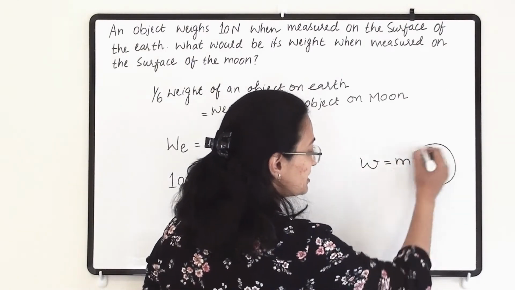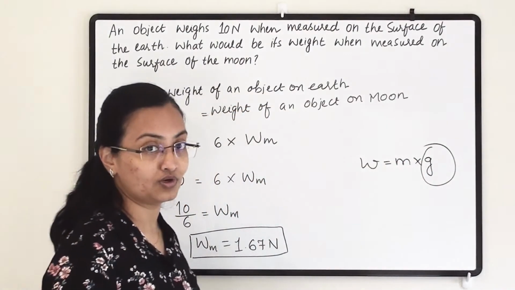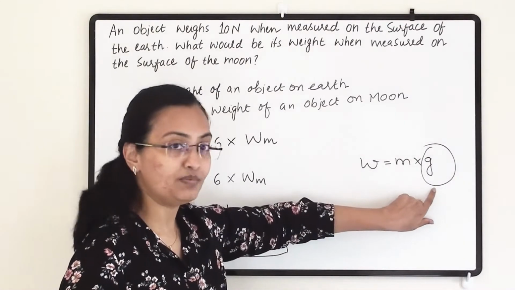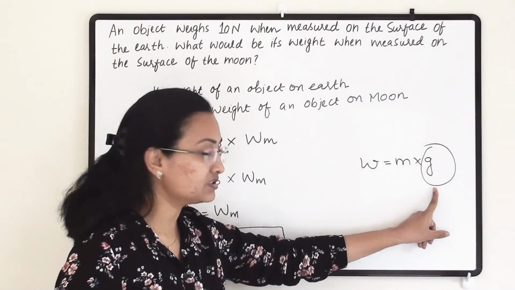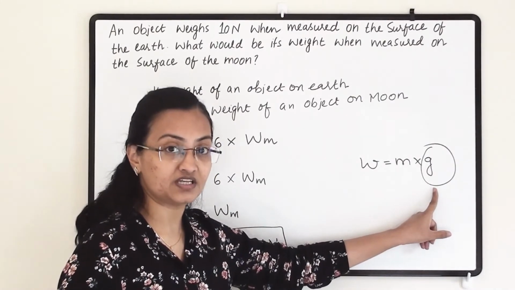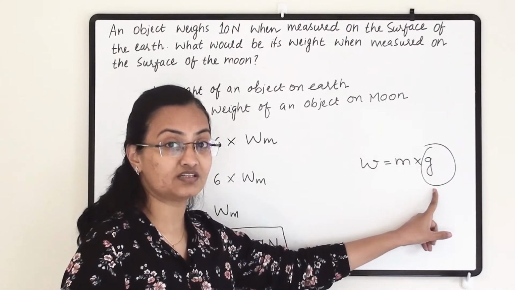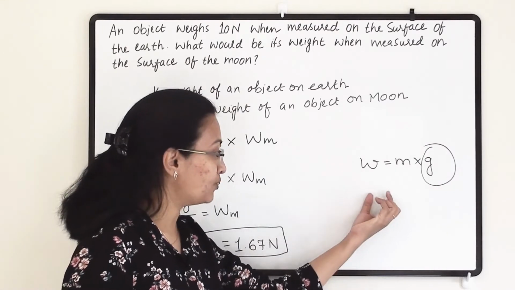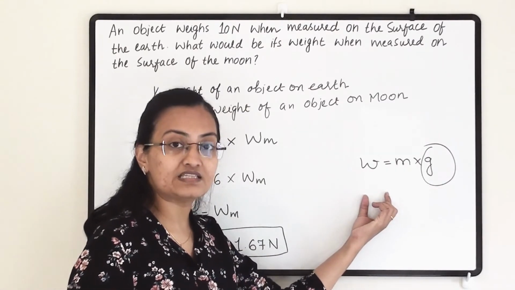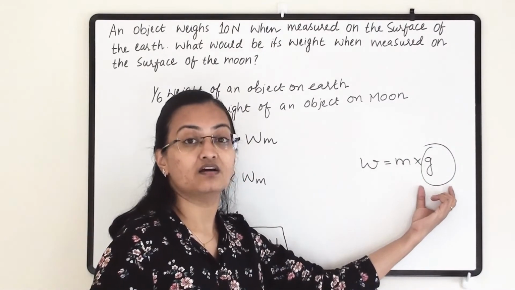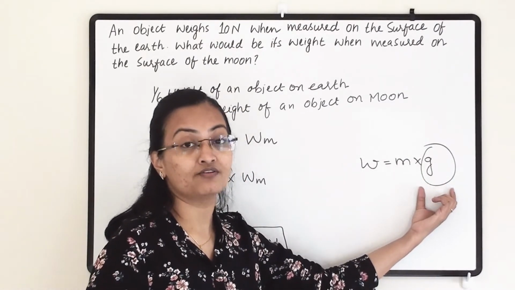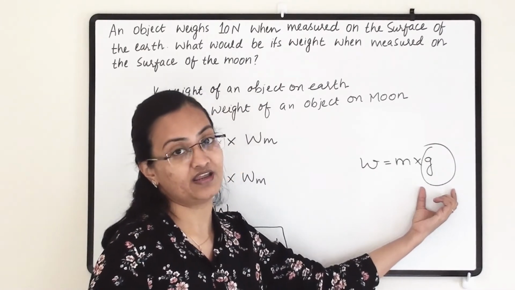So here this g plays an important role. As the g value gets higher, the weight of an object will be higher. Here on earth g's value is 9.8, but on the moon it is much lesser than that. So weight will be very less on the moon. So this g is an important factor when we are finding out the weight of any object.